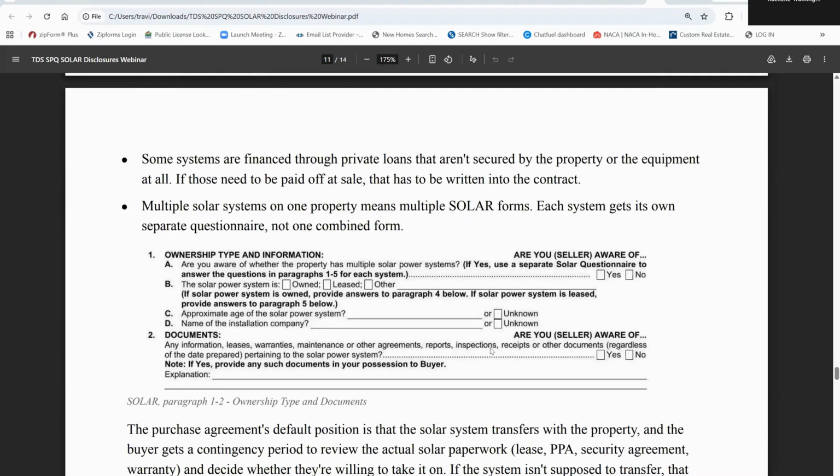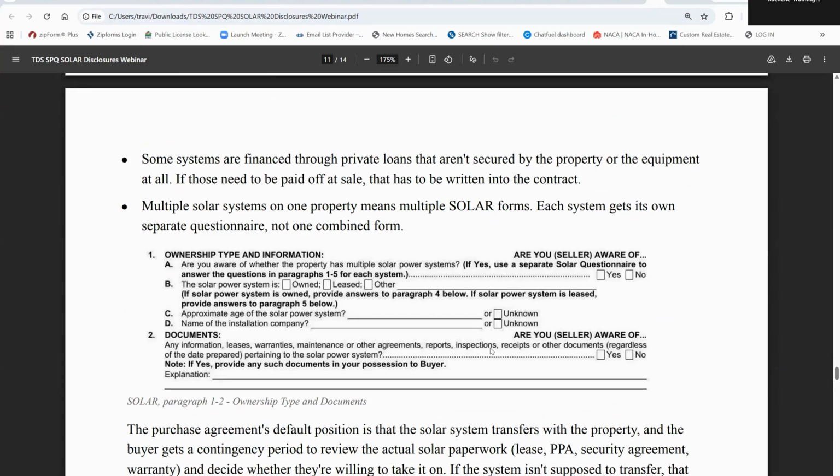Some systems are financed through private loans that aren't secured by the property or the equipment at all. If those need to be paid off at sale, it has to be written in the contract. Multiple seller systems on one property means multiple solar forms. Each system gets its own separate questionnaire, not one combined form.